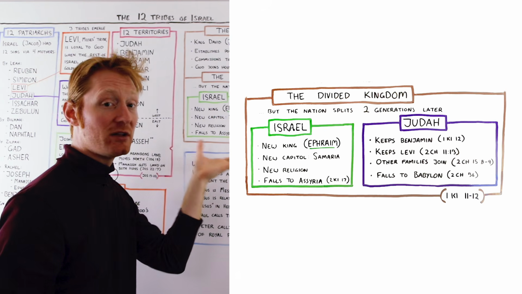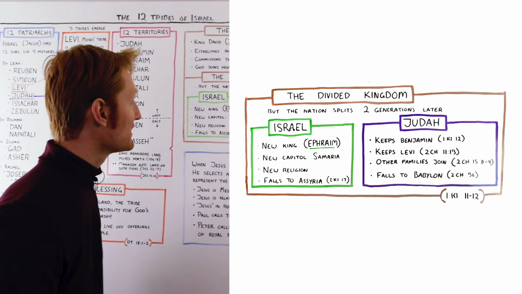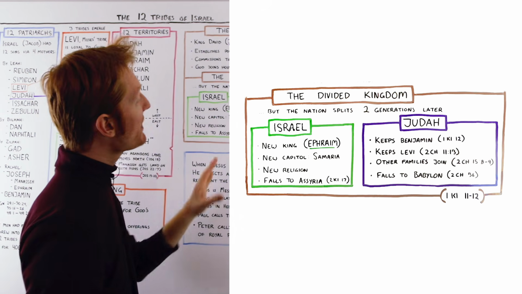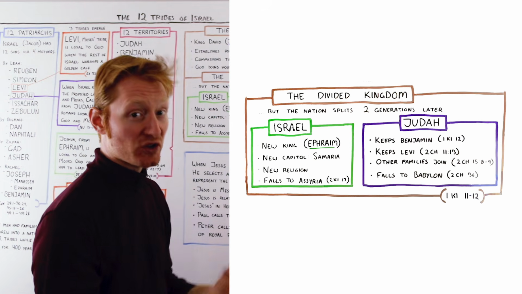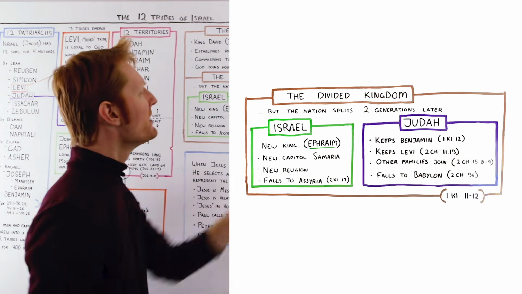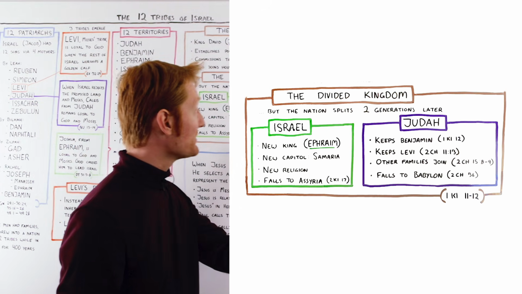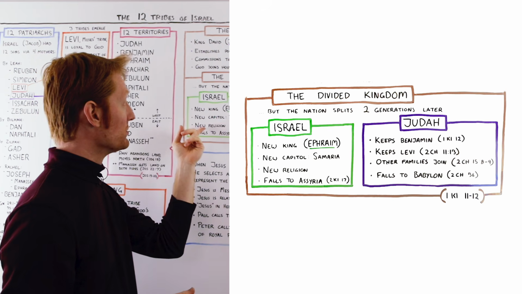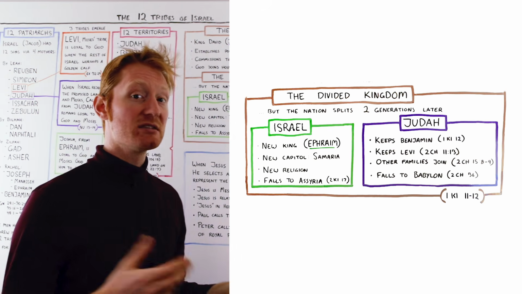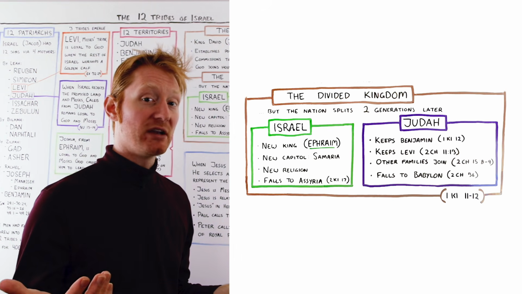They eventually fall to the Assyrians. You can read about that in 2 Kings chapter 17. And then the southern kingdom just goes by Judah. That's the strongest tribe there. They keep Benjamin from the outset. They keep Levi because the new religion in Israel doesn't rely on Levitical priests.